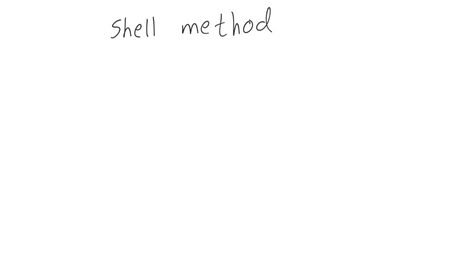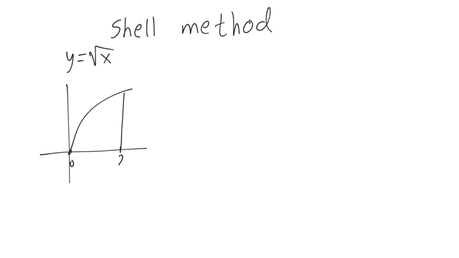Let's take a look at another example of how we can use the shell method to find a volume. Say, for example, we have y equals the square root of x. So if I look at a region here, say from the square root of x from 0 up until, say, 2, we have this region. And I want to rotate that about an axis.